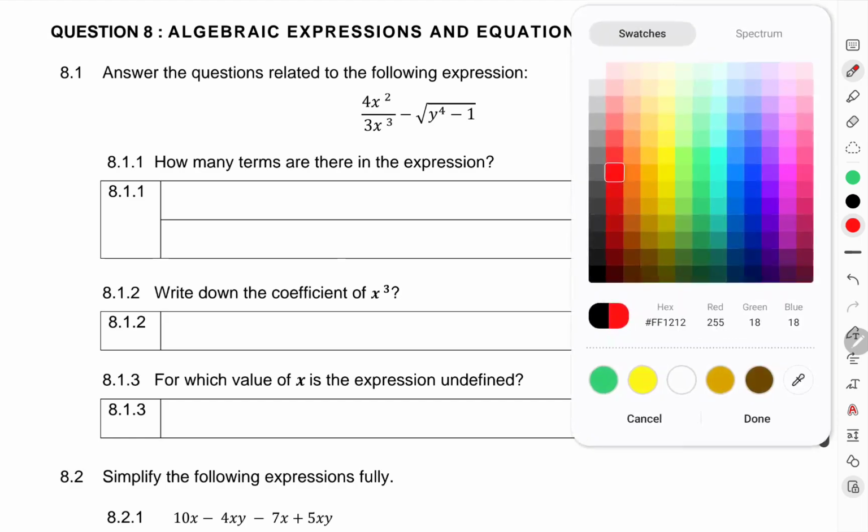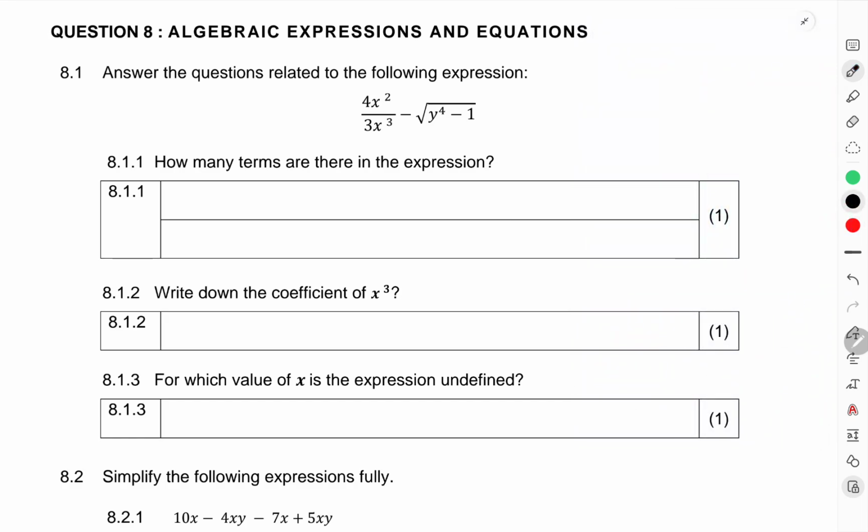Now we are going to go to the last question, which is question 8, consisting of 16 marks, right? Question 8 says answer the questions related to the following expression, meaning all the questions in 8.1 we're going to answer in relation to the expression that is given here, right? Now, the first question, 8.1.1: how many terms are there in the expression that is given here?